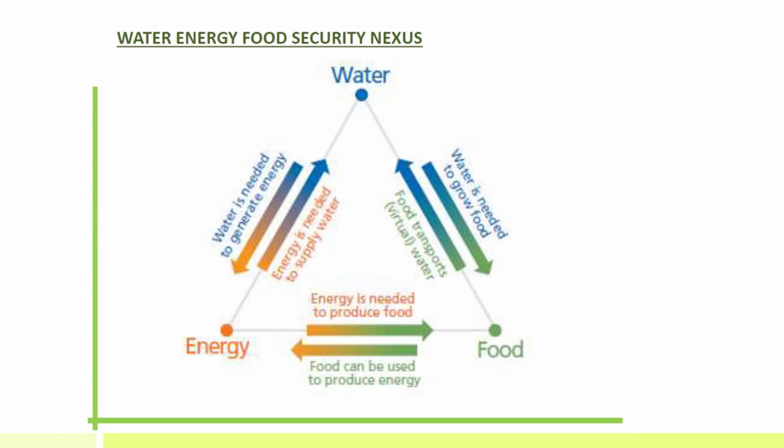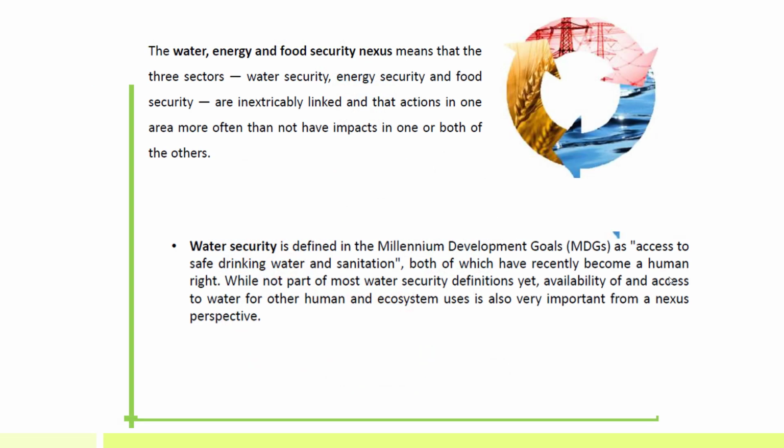And so that water, energy, and food triad that we see here, and the arrows of the reliance between these systems is just driving home the importance that water is needed to generate energy, for instance. And if we look the other way, energy is needed to supply water. We need water to grow food, and food transports virtual water into our bodies. Food can be used to produce energy, and energy is needed to produce food. So another symbol showing you arrows and a circular process.